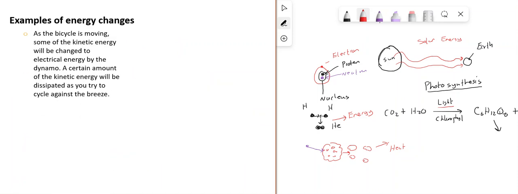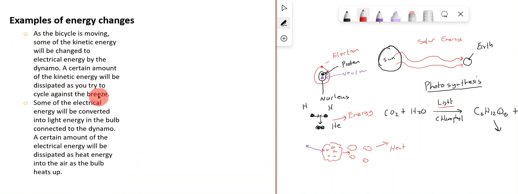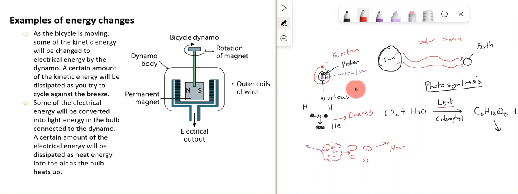And as the bicycle is moving, some of the kinetic energy will be changed to electrical energy by the dynamo, and a certain amount of kinetic energy will be dissipated as you try to cycle against a breeze, for example. And some of the electrical energy will be converted into light energy in the bulb connected to the dynamo, and a certain amount of electrical energy will be dissipated as heat energy into the air as the bulb heats up. So this is kind of like the process.